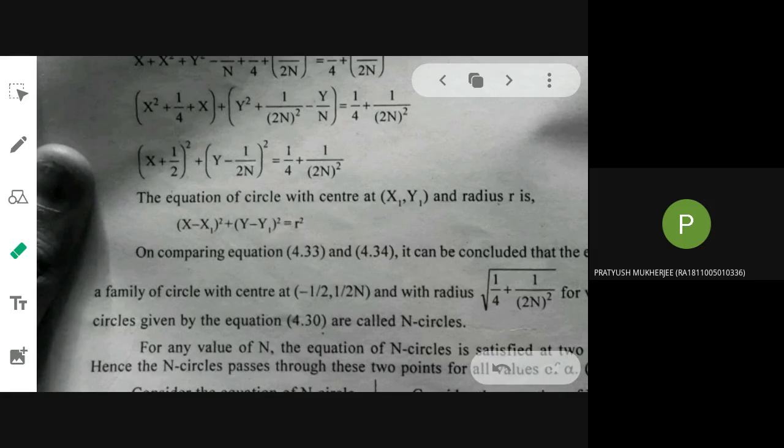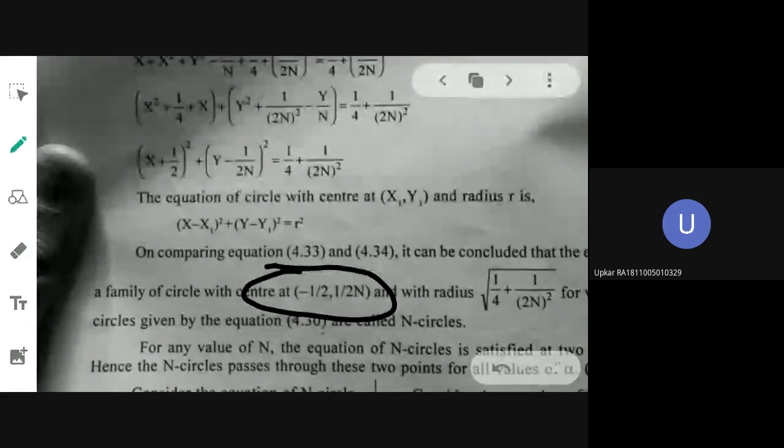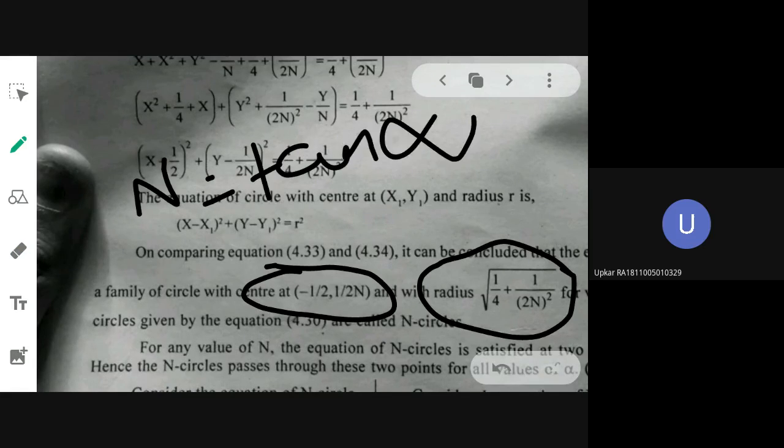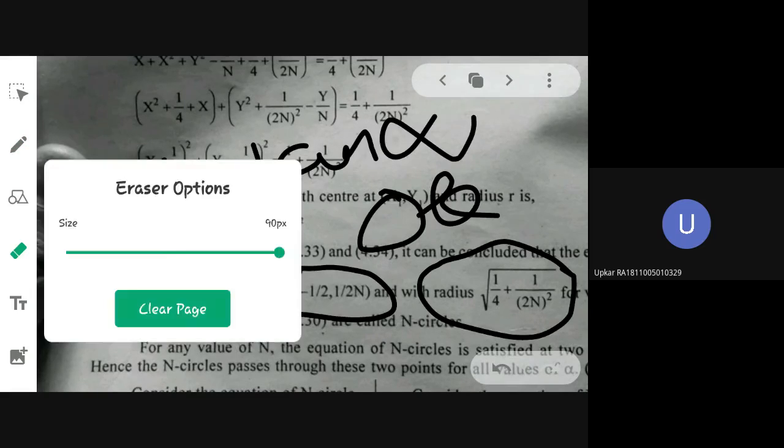For the family of circles, the center and radius are given, no? So what is the center and what is the radius? The center is minus 1 by 2 comma 1 by 2n. What is the radius? The radius is the square root of 1 by 4 plus 1 by 2n whole square. So again this n equal to tan alpha is also in the shape of a circle. That is how the n circle is also proved.